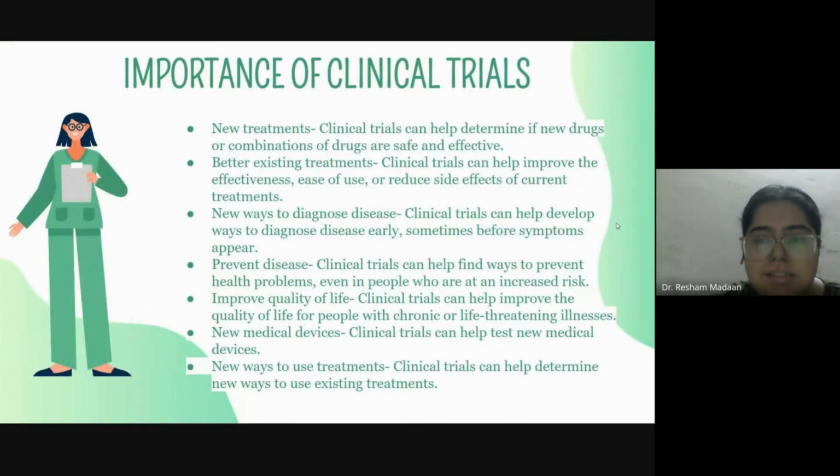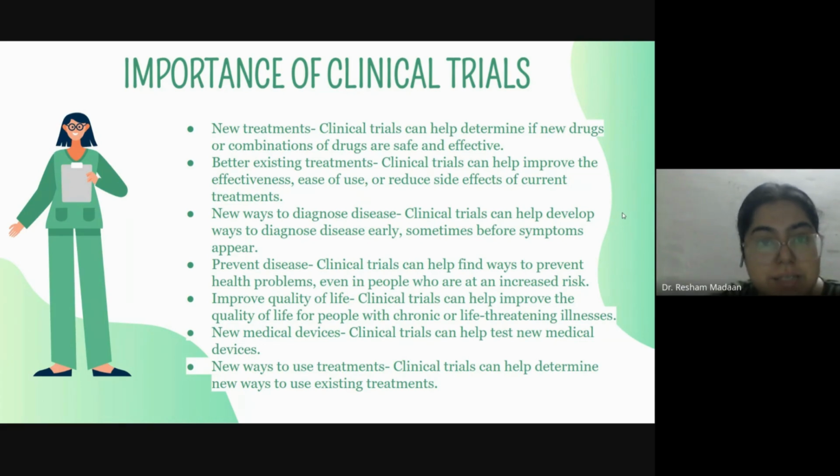Now, why are clinical trials important? First off, we can get new treatments. Clinical trials can help determine if new drugs or combination of drugs are safe and effective. If any new drug molecule has been invented or discovered, then we can get to know if it is safe and effective for human use or not. So basically, new treatments for diseases.